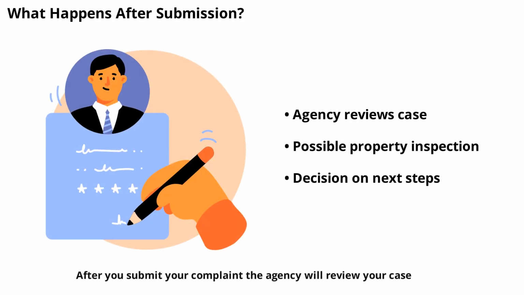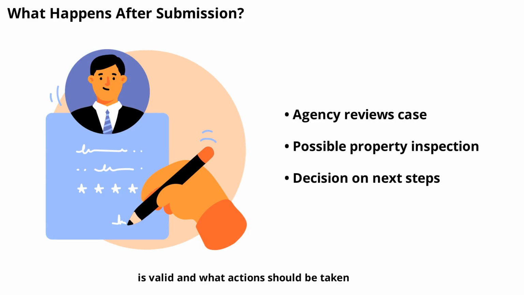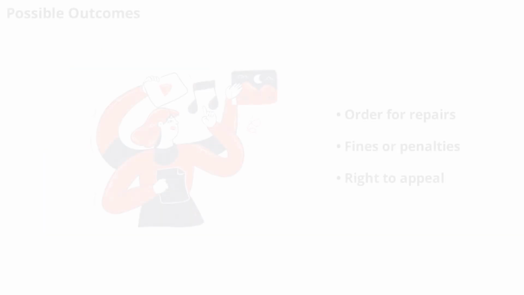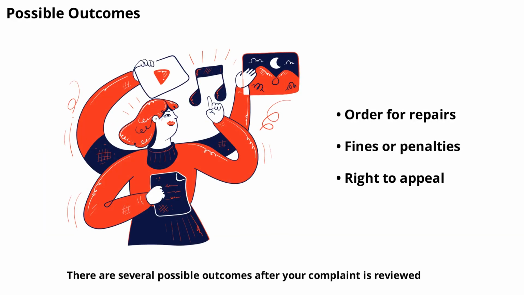After you submit your complaint, the agency will review your case. They may contact you for additional information or clarification. In some cases, an inspector may visit the property to assess the situation. The agency will then determine whether your complaint is valid and what actions should be taken. This process can take anywhere from a few days to several weeks, depending on the complexity of the issue and the agency's workload. There are several possible outcomes after your complaint is reviewed.